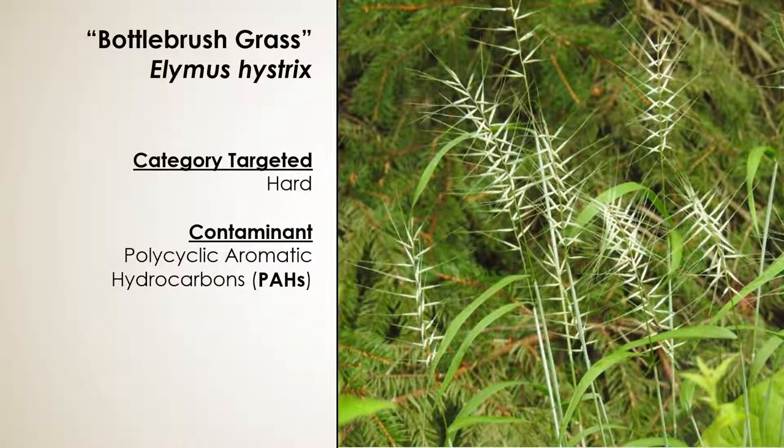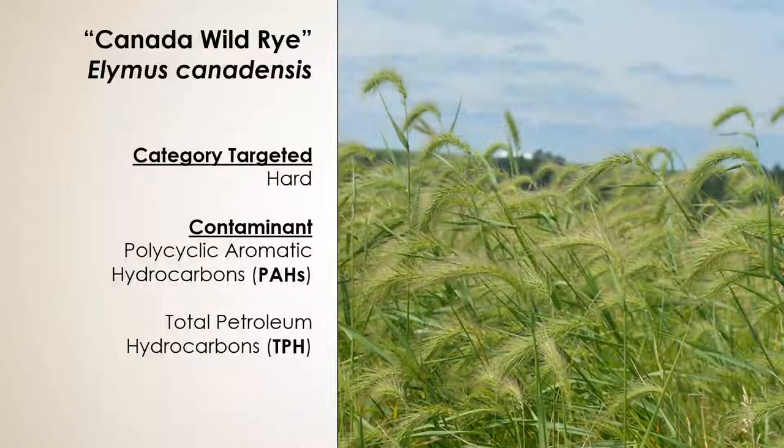Bottlebrush grass. If anybody has a baby or has had a baby, you can probably tell why this is called bottlebrush grass. Those seed heads look just like a bottle brush. And this one, one of our wild ryes, is a cool season grass, so this usually goes to seed late spring, early summer. Another wild rye, Canada wild rye.